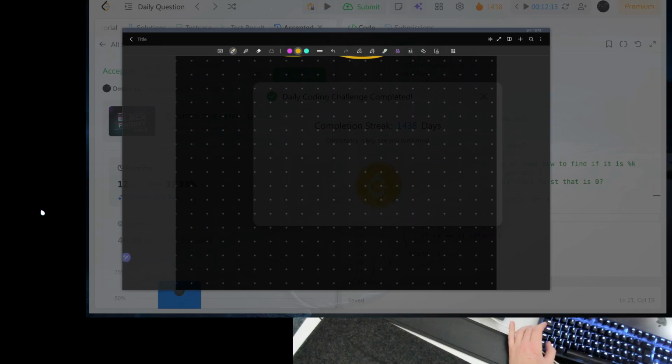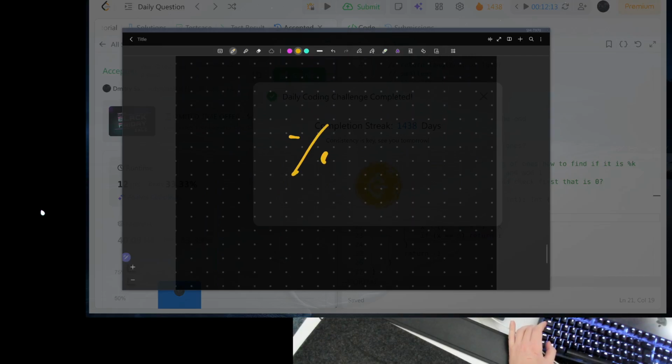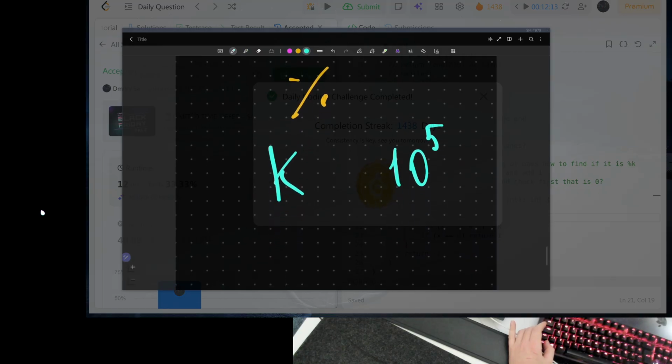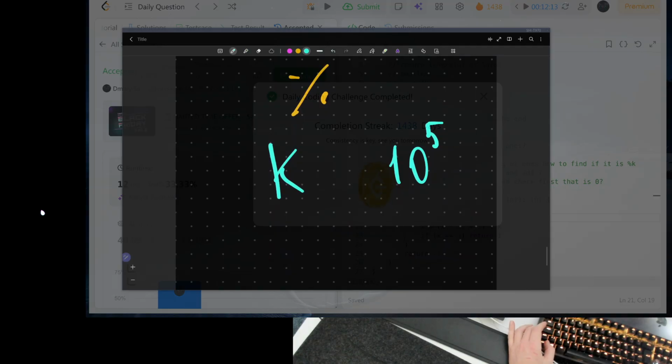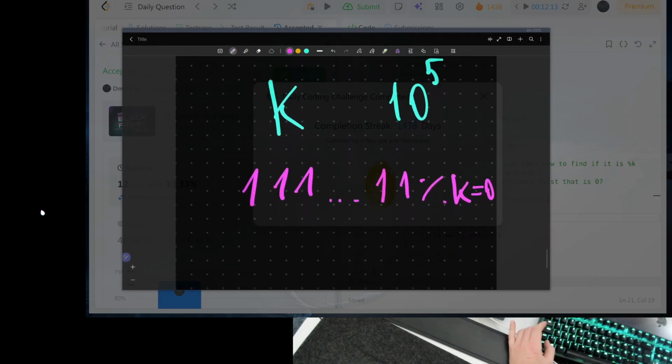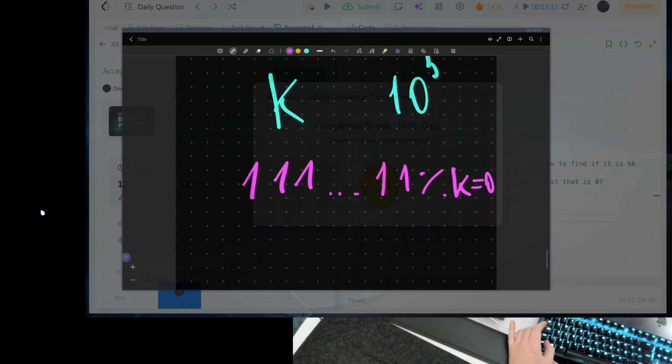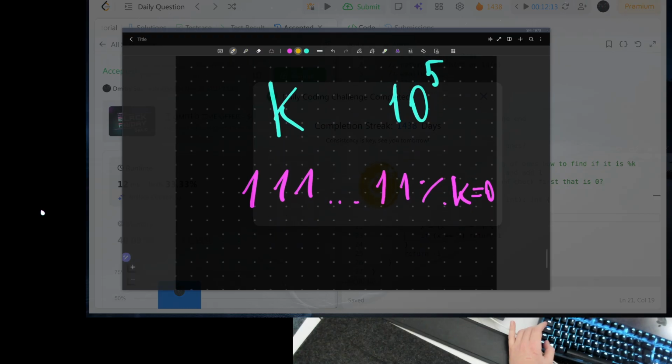So today we have an interesting problem about modular division. Given the number k in the range of 10 to the power of 5, we want to find the length of the smallest number consisting of only ones that is divisible by k. So this is the problem, and I'll show you how you can think about it step by step to come to the solution.